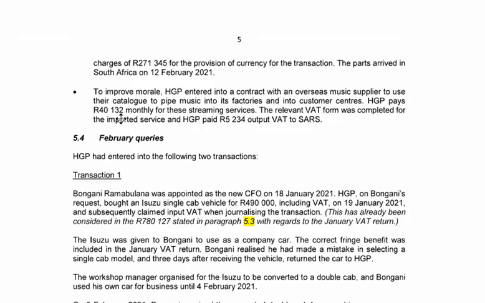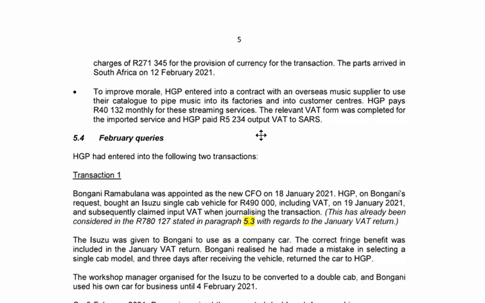And then the next one, guys. To improve morale, HGP entered into a contract with an overseas music supplier to use their catalog to pipe music into its factories and into customer centers. HGP pays $41.32 monthly for these streaming services. The relevant VAT form was completed for the imported service, and HGP paid $5.23 for output VAT to SARS.